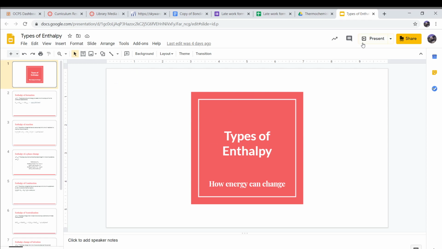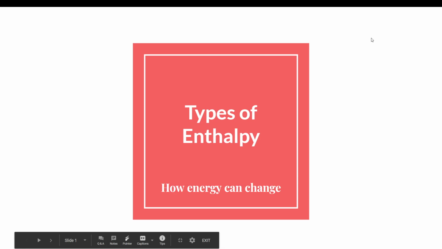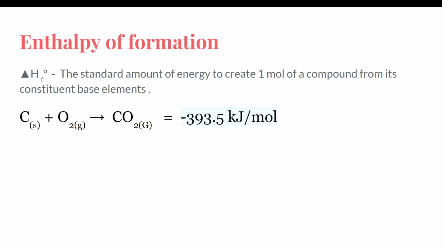Today we're going to go over the different types of enthalpies that could be involved, so that you know which table to look at for your information. The first one that we're going to go over is called the enthalpy of formation. These symbols indicate what type of enthalpy is involved. This is a triangle, in this case delta. It means a change in enthalpy, and this means at standard conditions.